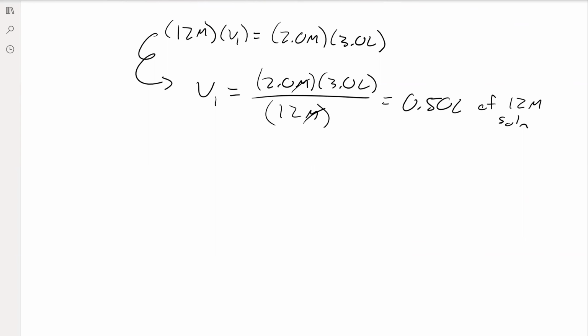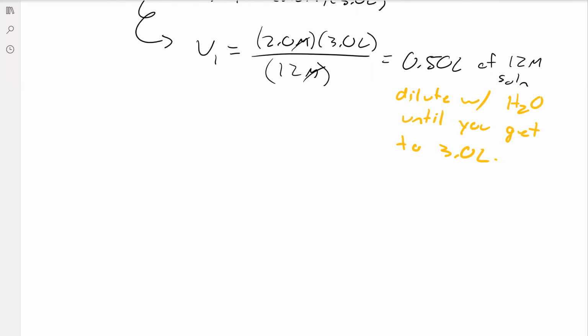So we're going to take half a liter, 0.5 liters of the 12 molar solution, and then we're going to dilute until we get to 3 liters. So dilute with water until you get to 3.0 liters. Note that I'm wording that a little bit carefully.